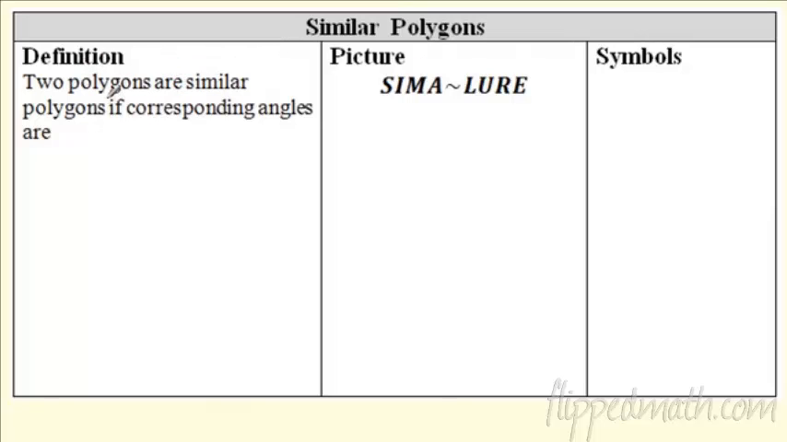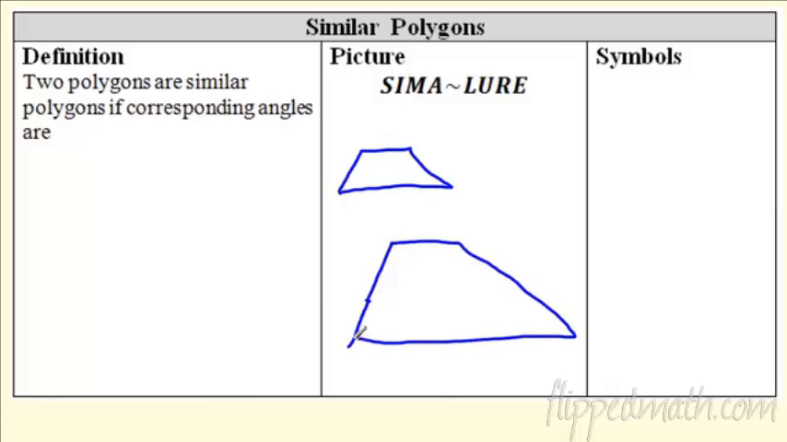Two polygons are similar polygons if corresponding angles are what? Let's take a look. If I draw maybe some kind of weird trapezoid, and then try to draw that same exact trapezoid only bigger. Ooh, that's a little rough. Hope your picture turns out better than that. What has to be the same about these angles?